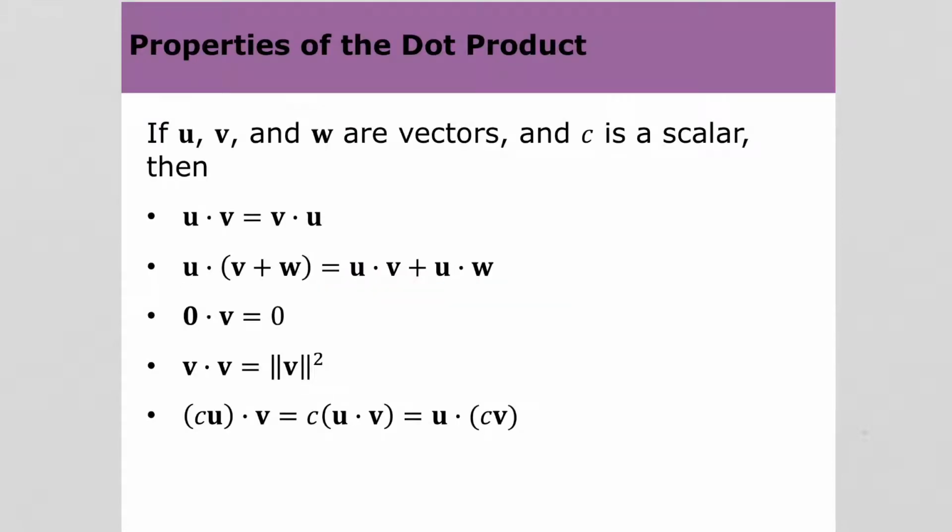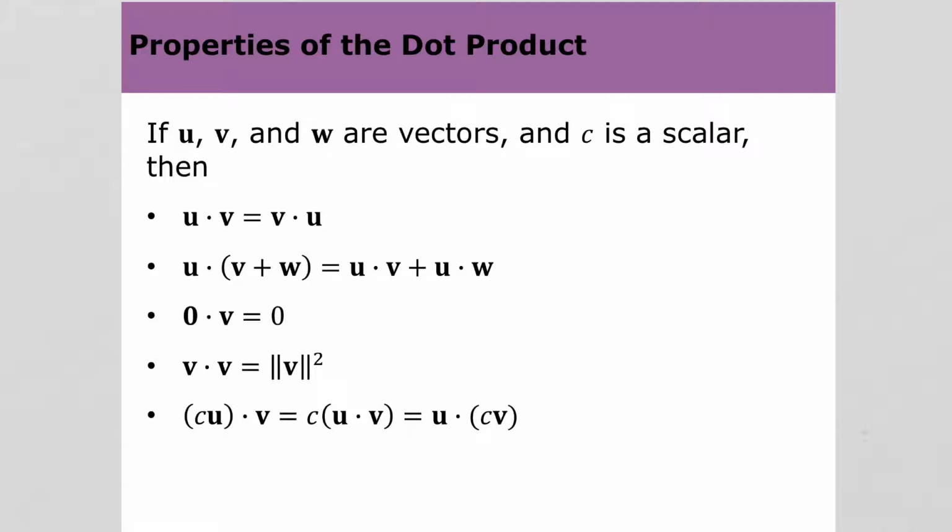The properties of the dot product are pretty much the same as with multiplication. u dot v equals v dot u. u dot (v plus w) is the same as u dot v plus u dot w, so distribution. If you dot a vector with the zero vector, you get 0. This one is a little bit interesting. v dot v is the magnitude of v squared.